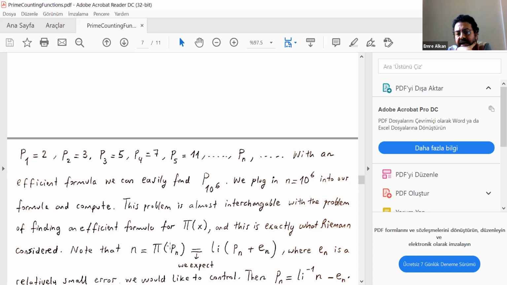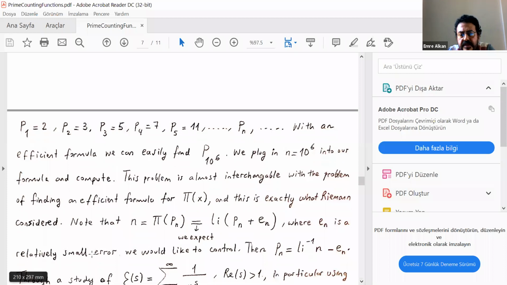So pi at p_n, what is pi at p_n? Definitely, by its definition, there are n primes up to this point, so it's obviously n. But if you have a good formula, that's what we expect. Pi of p_n is, well, we expect it to be li of p_n. Now, we cannot expect it to be perfect. So we have to allow some error there, okay? And that's why I called it plus E_n, either positive or negative. We don't know the sign of the error. But we expect E_n to be a relatively small error we would like to control.